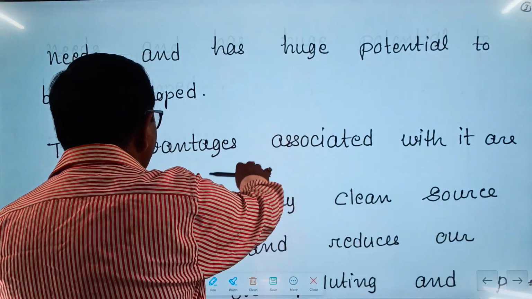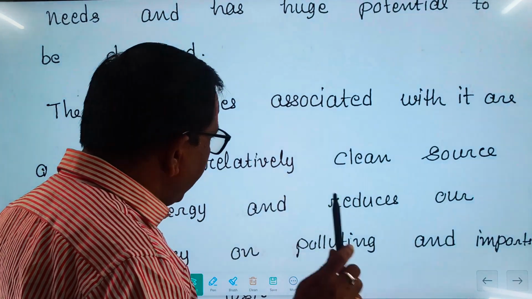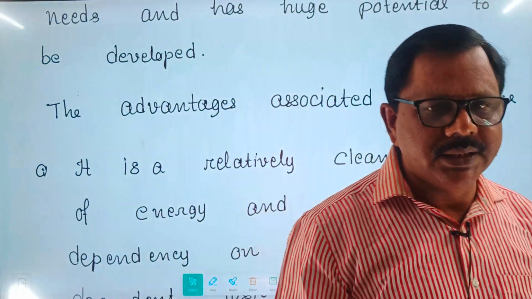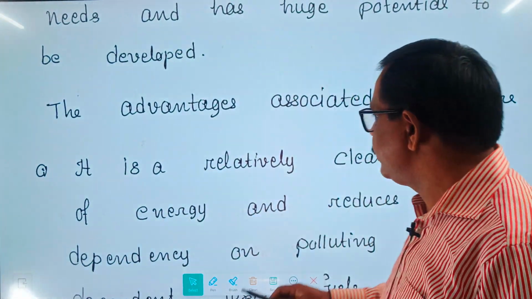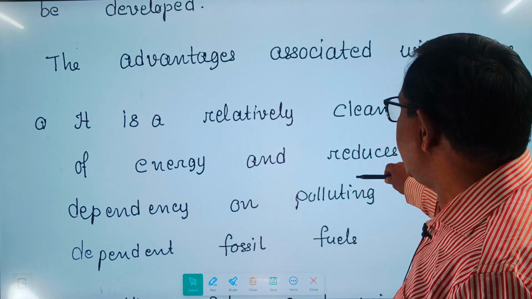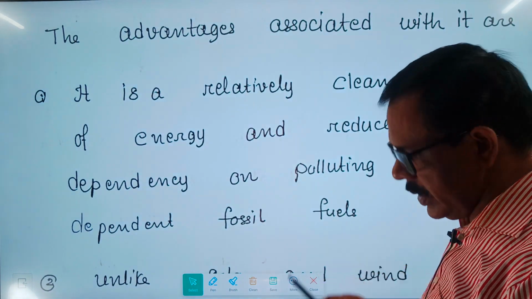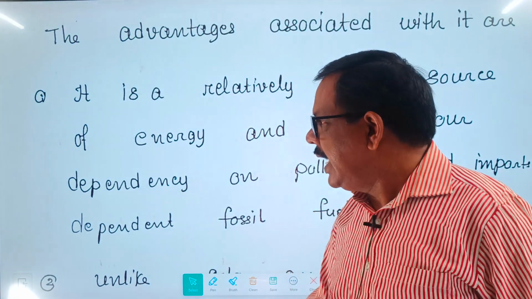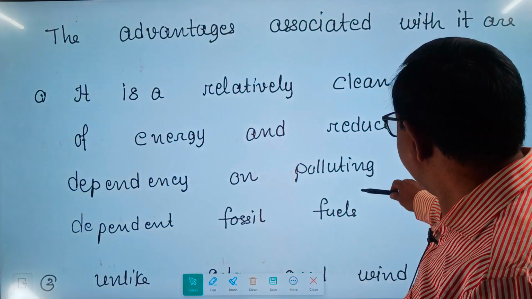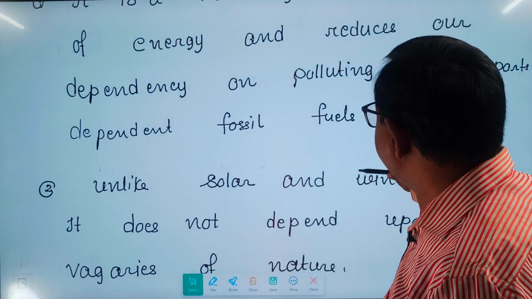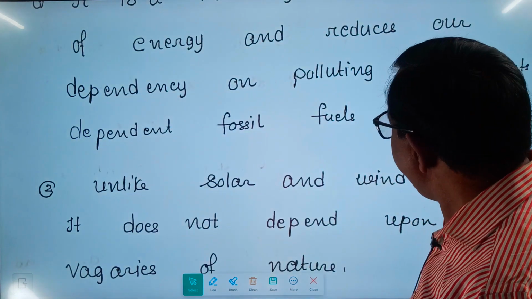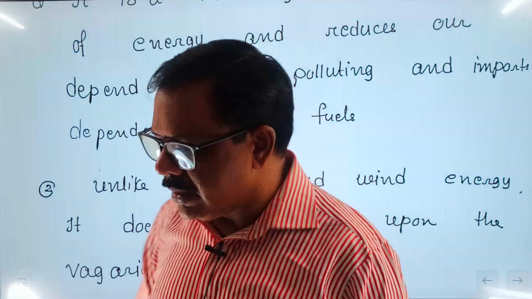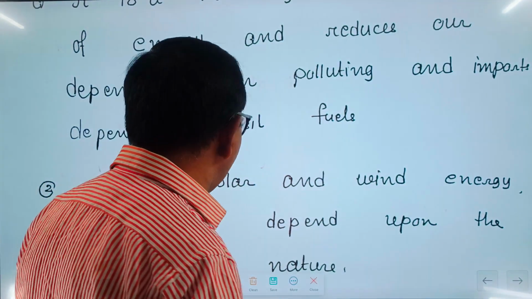So here, in the next paragraph, you write the advantages associated with it. So what are the advantages? Some advantages are required to be mentioned over there. The advantages associated with it: it is a relatively clean source of energy. As compared to other sources of energy, nuclear energy has been declared a clean source of energy and reduces our dependency on polluting and import-dependent fossil fuel. So it is necessary to develop nuclear energy.